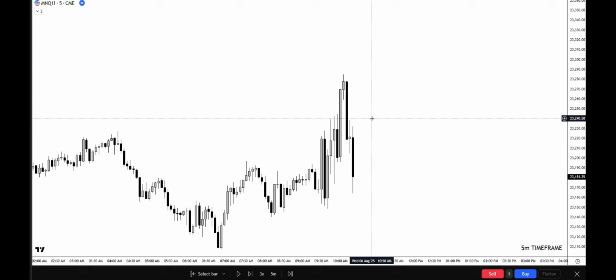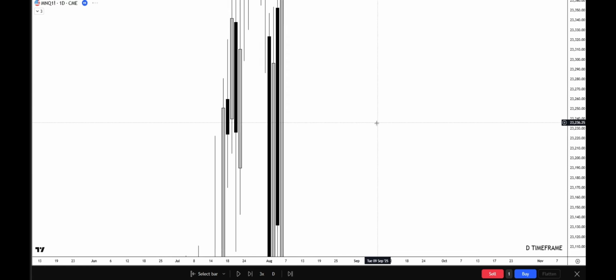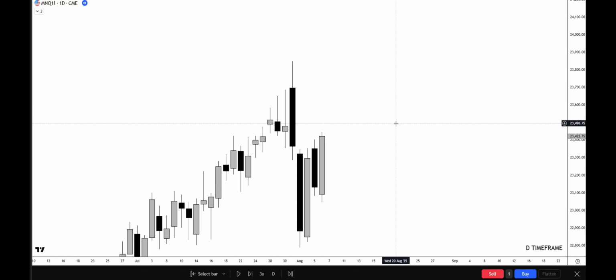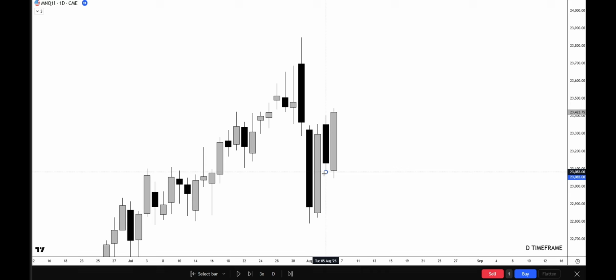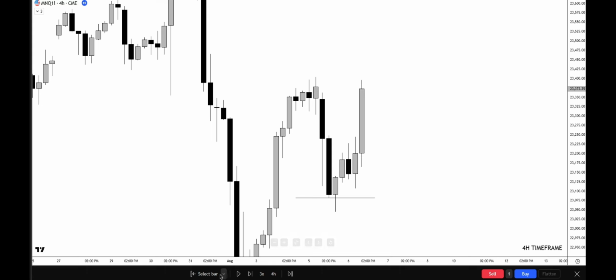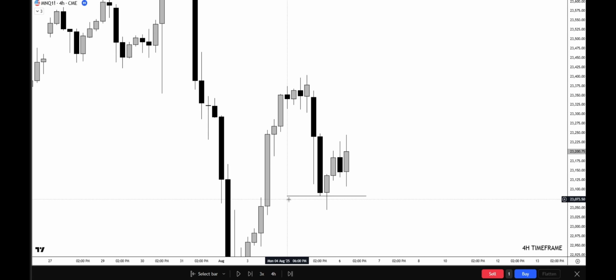So if I go with daily, what do we have here is, we do have a previous day low that has been swept. If I go with 4 hour, we do have a sweep of the previous day low somewhere here. And after that low has been taken out, we closed above and we are going buy side.